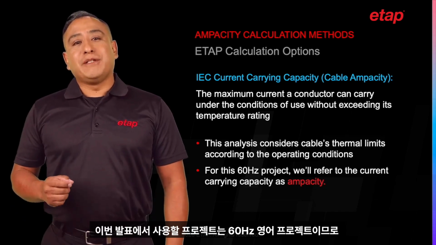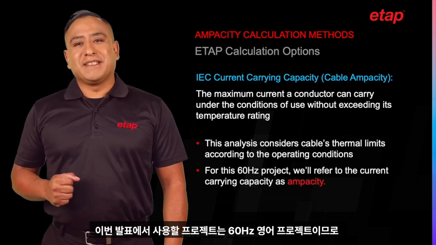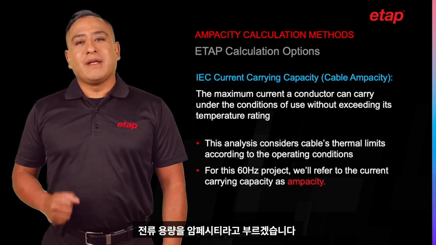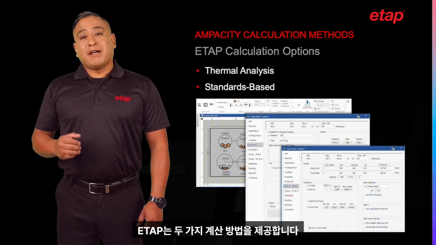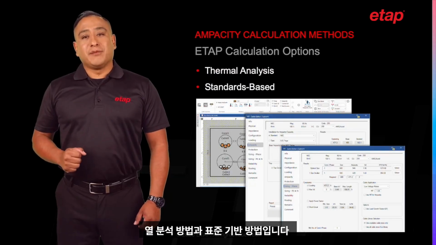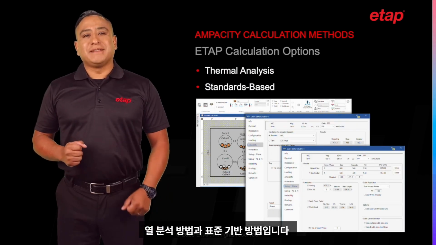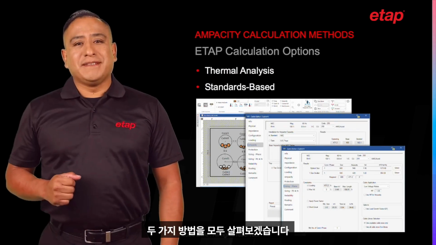Since the project I will be using in this presentation is an English 60 Hz project, I will refer to the current carrying capacity as ampacity. ETAP offers two calculation methods, the thermal analysis method and the standard-based. Let's explore both of these.